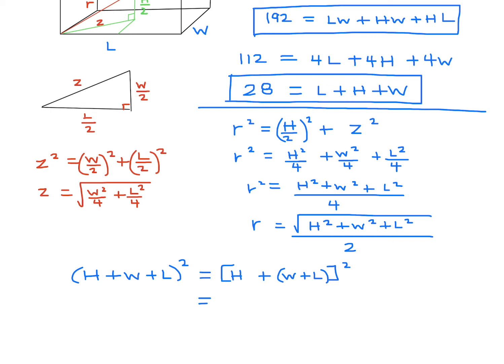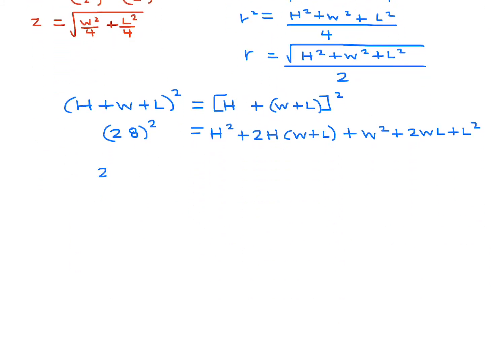Well, H plus W plus L is right here. So if that's squared, it'd be 28 squared. And then now I'm just going to expand this. So I got H squared plus 2HW plus 2HL plus W squared plus 2WL plus L squared. All right.